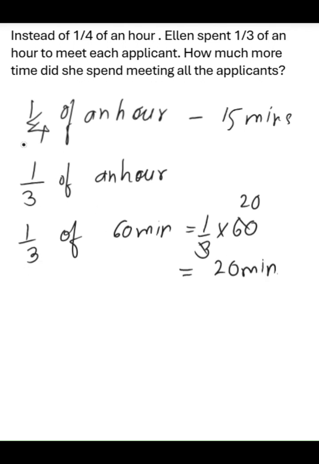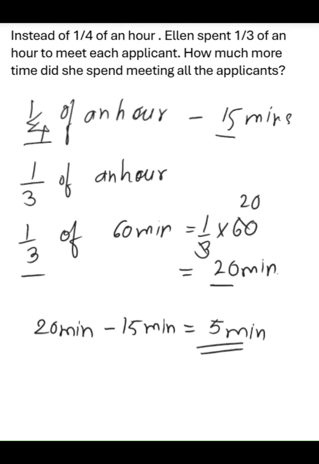Now 1/4 of an hour will be 15 minutes and 1/3 of an hour will be 20 minutes. Ellen planned to keep 15 minutes for the interview, but she spent 20 minutes. So 20 minutes minus 15 minutes will be the extra time she spent. They are asking how much more time she spent meeting all the applicants. So the extra time required was 5 minutes. This is the answer.